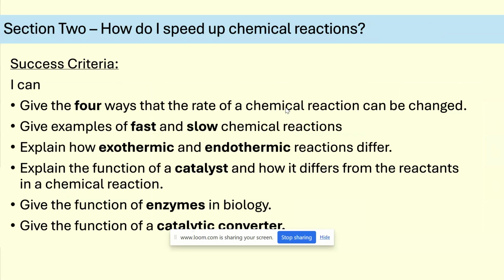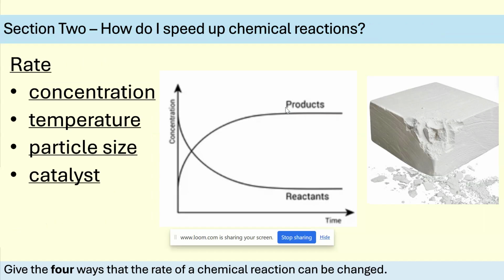The second section: how do we speed up a chemical reaction? We're going to look at the 4 ways that a chemical reaction can have its rate changed. We'll look at examples of fast and slow chemical reactions, and at how exothermic and endothermic reactions differ. We'll then explain the function of a catalyst and how this differs from just the normal reactants in a chemical reaction. We'll look at the function of enzymes in biology and what catalytic converters do.